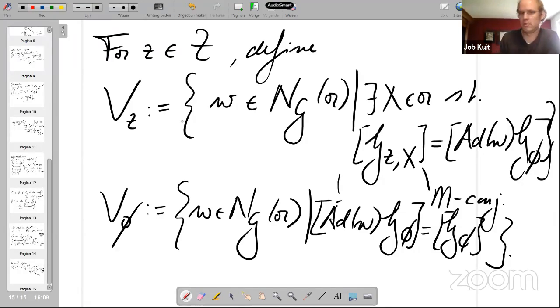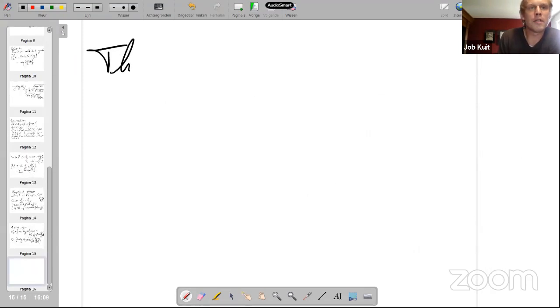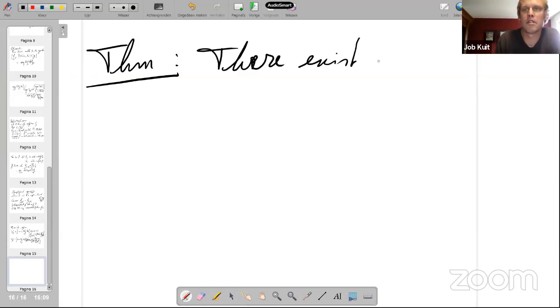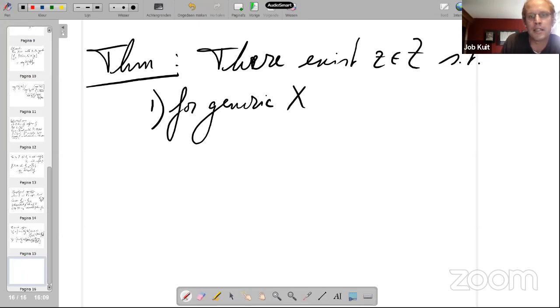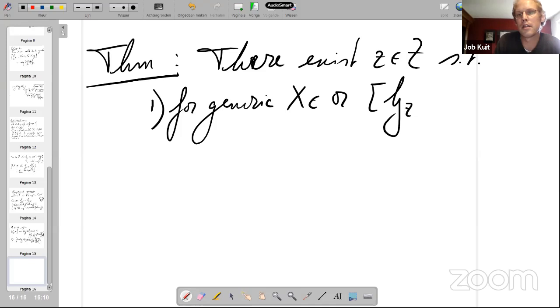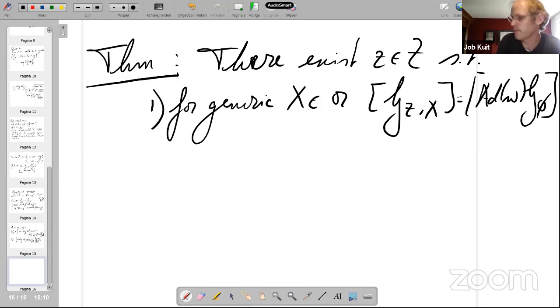Okay, so the theorem that Eitan and I proved is now the following. There exists a point Z so that the following hold. First of all, like in the group case, if you take an element in a generic direction, you find a conjugate of a fixed limit. So same here, for generic X in A, the limit h_Z,X is a conjugate of H_∅. And again, here everything up to M conjugacy, just to be sure. So this is for some W in the normalizer.